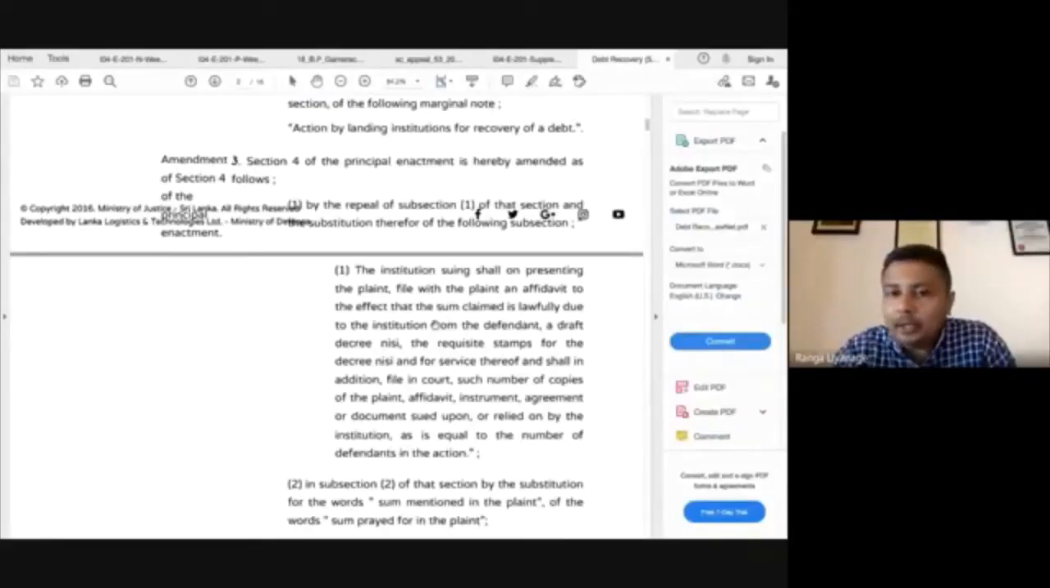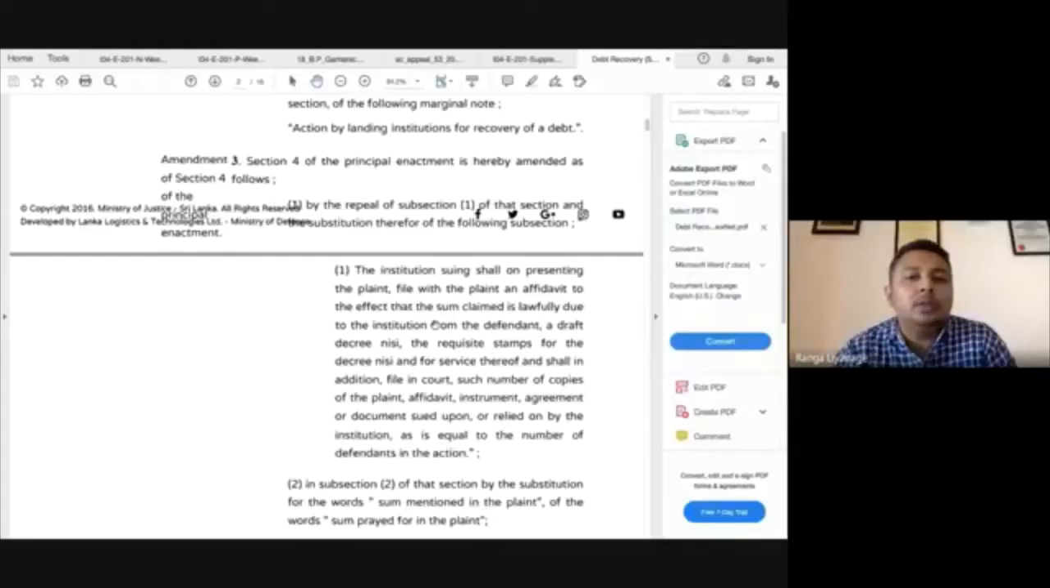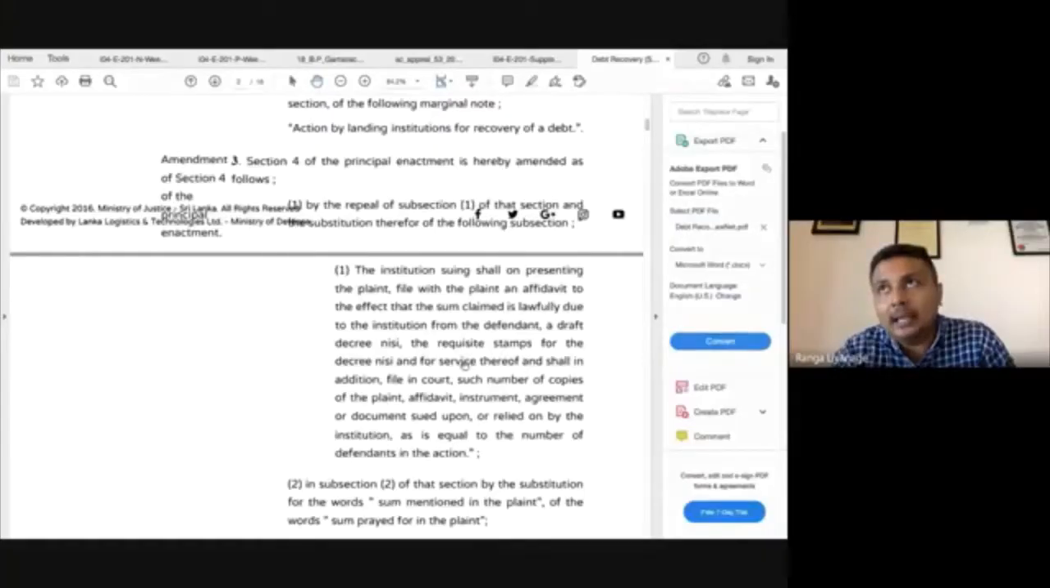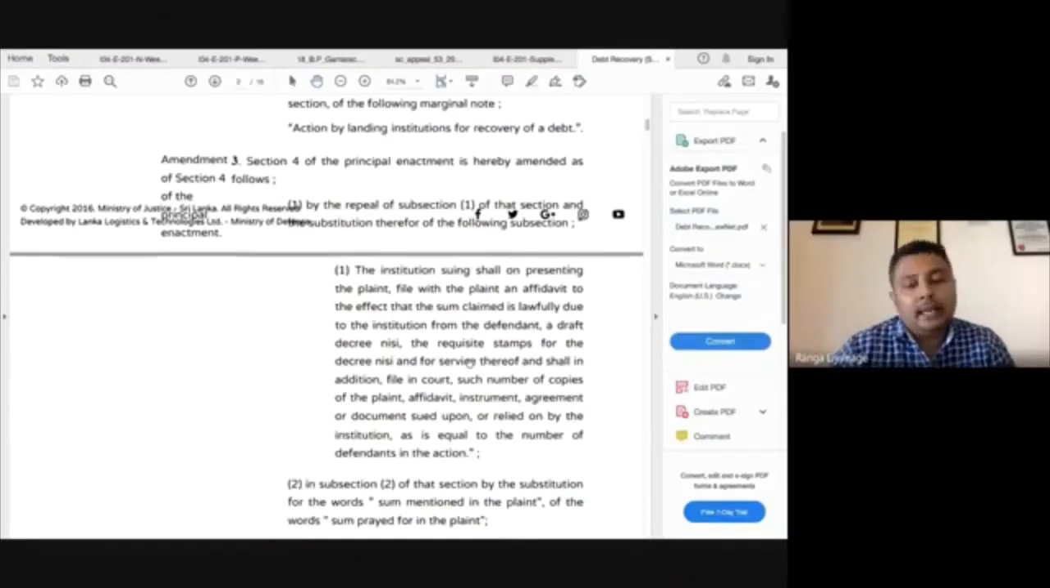And not just the plaint, it's not enough. File with the plaint an affidavit to the effect that the sum claimed is lawfully due to the institution from the defendant. So this particular affidavit they need to file with the plaint should mention the sum that the bank is stating is due and payable by the borrower, right? Is lawfully due by the borrower.